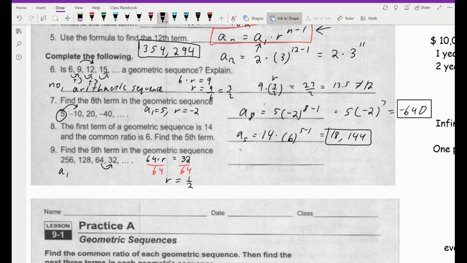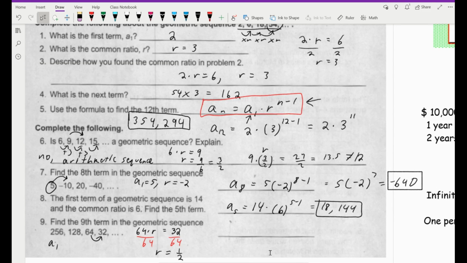So this sequence is getting smaller, as we can see. It's a decreasing sequence, also known later we'll use the word decay. These sequences could be growth, where they get bigger, or they could be getting smaller, which is called a decay. Now let's find the 9th term.